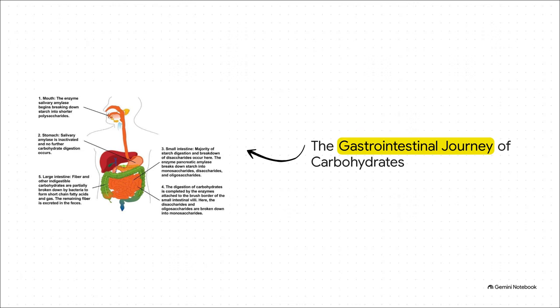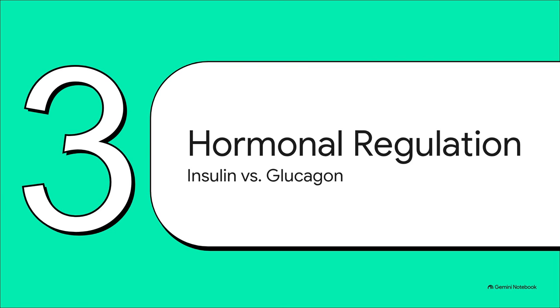Finally, whatever is left over moves into the large intestine, where fiber and indigestible carbohydrates are fermented by bacteria into short-chain fatty acids. All right, moving on to Section 3, hormonal regulation. Once those monosaccharides we just talked about are absorbed through the intestinal walls and enter the blood as glucose, our body relies on 2 primary natural hormones to regulate them and maintain homeostasis.